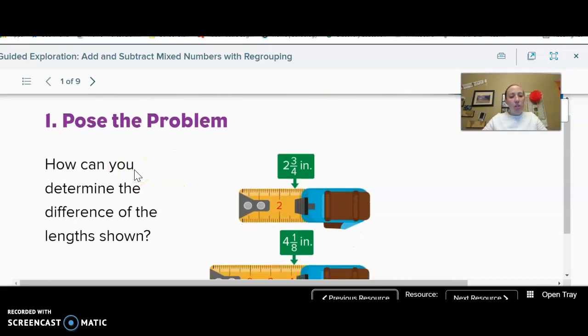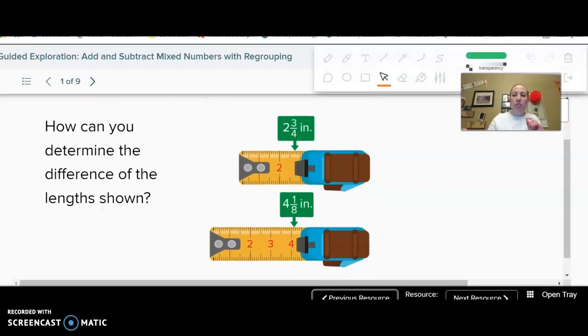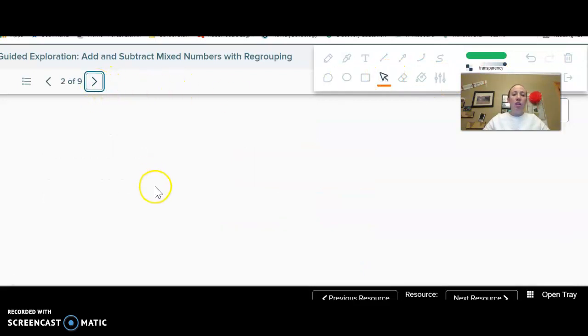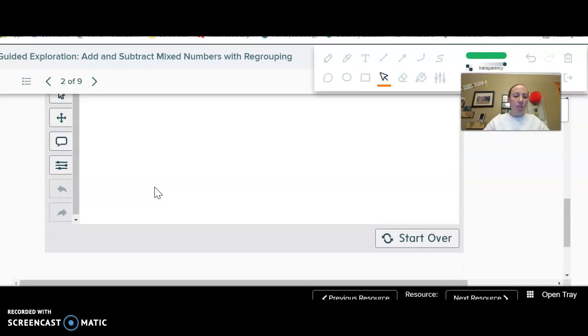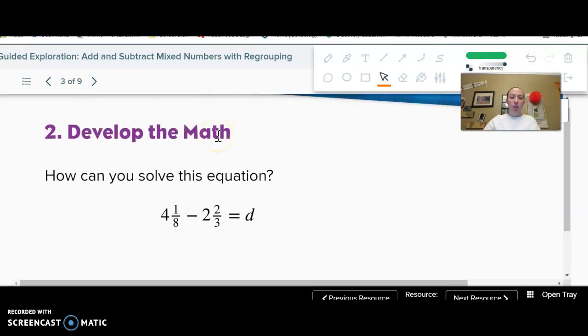So the problem, how can you determine the difference of the lengths shown? Well, let's think about what does difference mean. So on your notes, difference means the answer to a subtraction problem. Or you can just write subtracting, right? It means we need to subtract these two numbers to figure out what the difference is. We're comparing them. All that means we need to subtract. So if we think about what the equation would be, we take 4 1/8 minus 2 3/4. So how could I solve that?